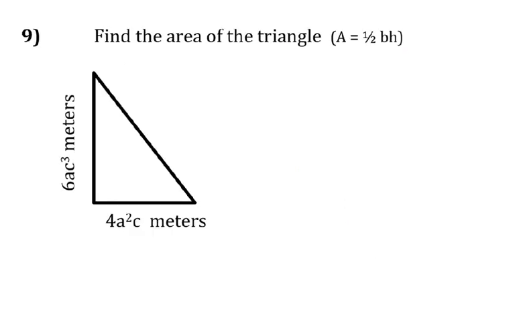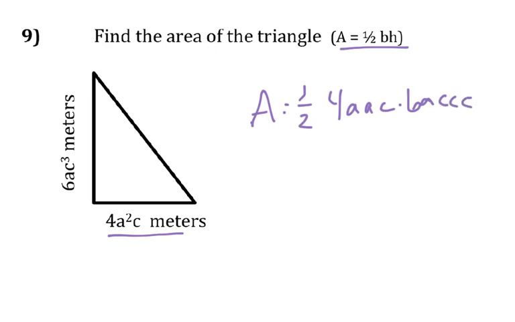Okay, number 9, the area of a triangle. Here's the formula for the area of a triangle. So the area is equal to 1/2. The base of this triangle is 4a squared c, and that's in meters, and then times 6ac to the third, and that's also in meters. So really what I've got to remember here is I'm going to do meters times meters. So my answer is going to be meters to the second power.